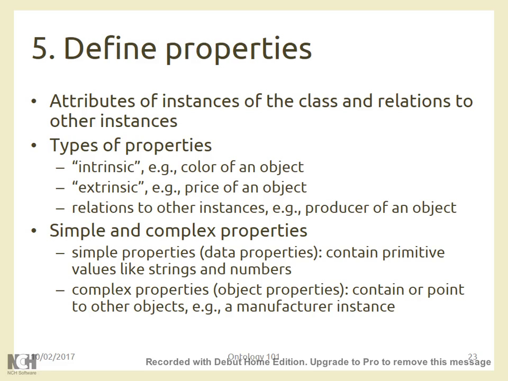Properties could be, you can say, simple and complex. We call them data properties and object properties. Simple properties, or data properties, contain primitive values like strings and numbers. The person name is a string. The number of credits of the course is 6. Or complex properties, the object properties, contain or point to other objects. For example, the manufacturer of an object is an object property that links the object and its manufacturer, which are two separate instances in two separate classes.